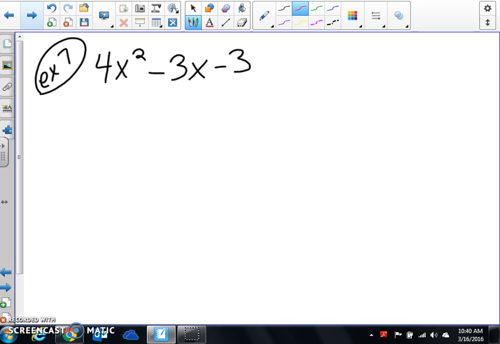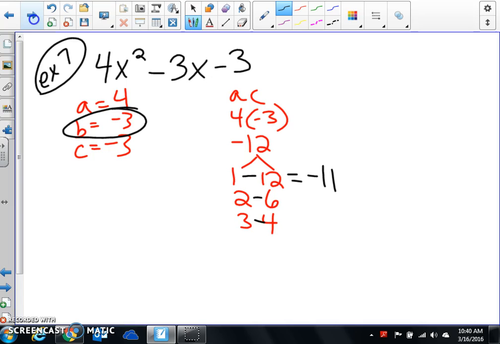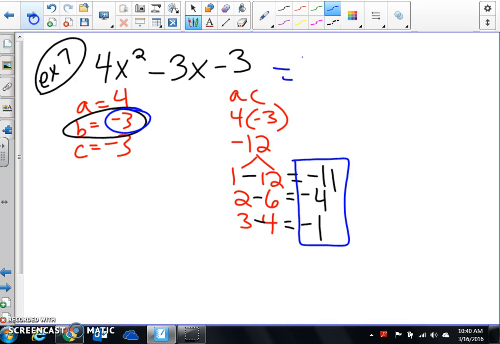My smallest coefficient is 3. 3 does not go into 4, so I do my ABCs. 4, negative 3, negative 3. So my AC is 4 times negative 3, which is negative 12. 1, 12, 2, 6, 3, 4. My AC is negative. I need to get my B to be negative, so I'm going to put it on the larger numbers. 1 minus 12 is negative 11. 2 minus 6 is negative 4. 3 minus 4 is negative 1. If you look, none of these numbers added up to negative 3. Therefore, this is prime.